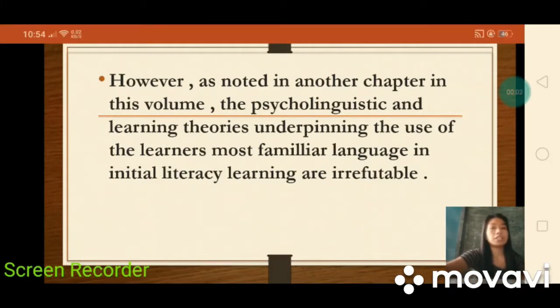However, as noted in another chapter in this volume, the psycholinguistic and learning theories underpinning the uses of the learner's most familiar language in initial literacy learning are irrefutable. Impossible to deny or disprove.